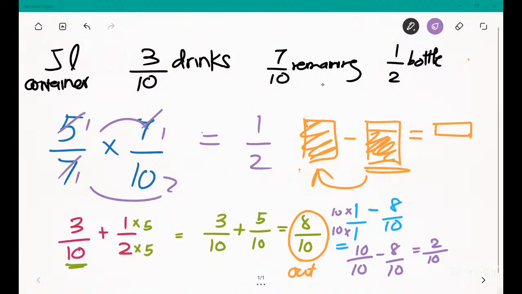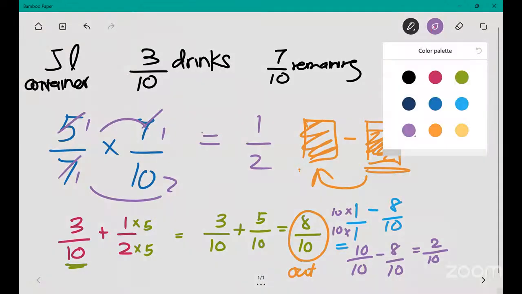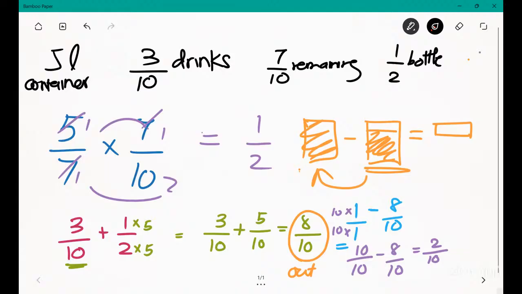Nice. Then our last part. Okay, so we've noted down all the fractions that we need. So we'll just write all the fractions that we need. Yeah, so then the remaining fraction is 2 over 10. Just note that down over here.